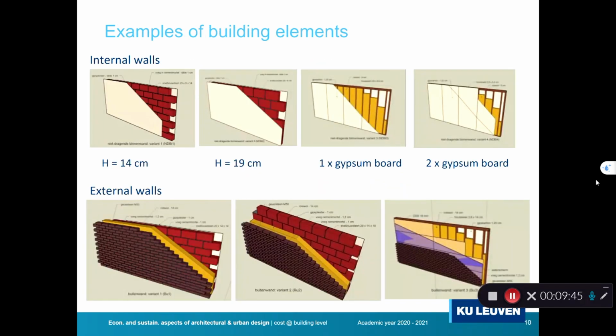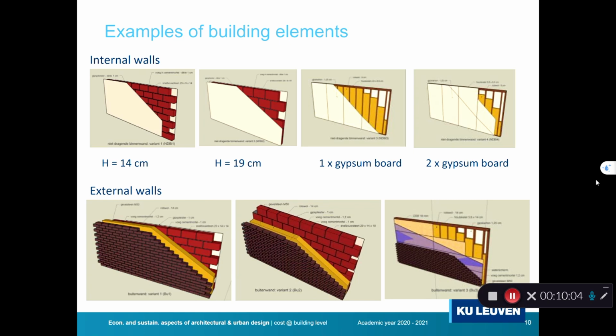Now, to make it more concrete, here I show you different technical solutions of two elements of a building. The first are four solutions for build-ups for an internal wall in the Belgian context, and on the bottom you see three solutions for an external wall in the Belgian context.